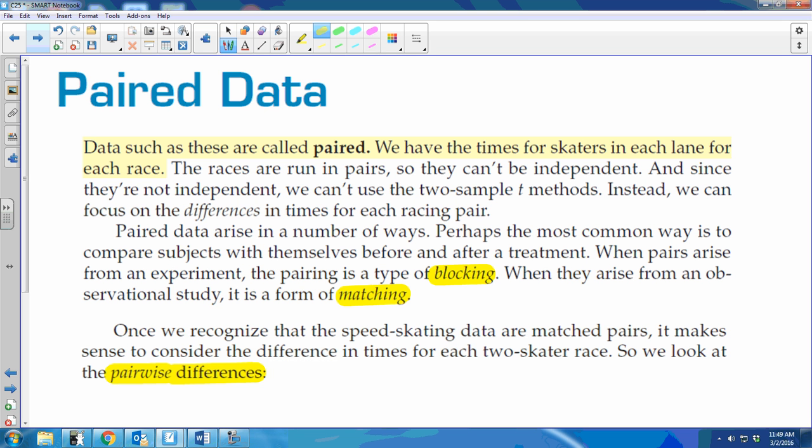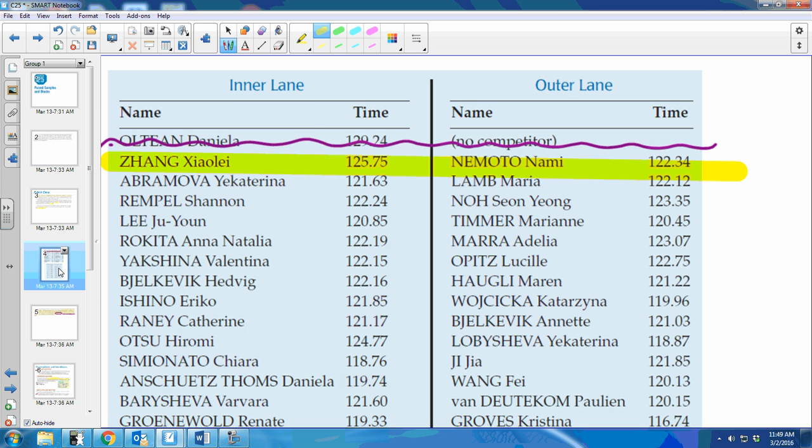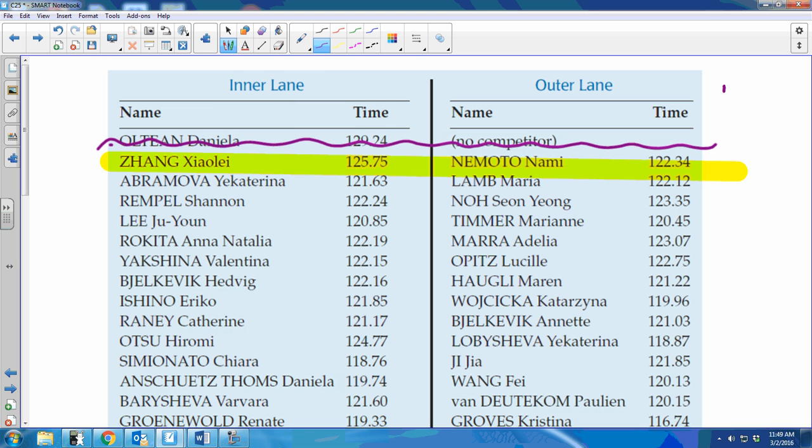Does that make sense? So with the speed skaters, I'm going to come up with a 3rd list of data to be the differences. And I'm going to go through and do the outer lane minus the inner lane maybe. All right? And I'm going to have a whole entire list of difference in time. Okay?